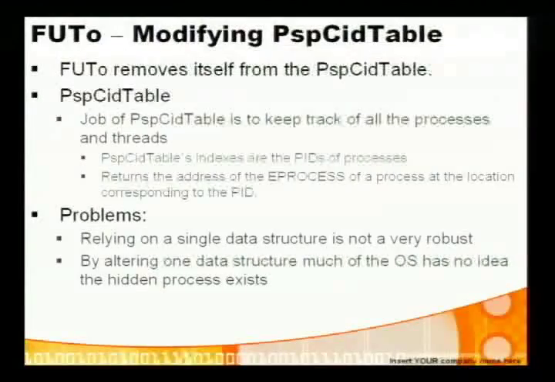So FU2 modifies the PspCidTable. Whenever you see the third letter of a function or variable name begin with a P, that's usually a Microsoft private function or variable. They don't want you to use it, and it's not exported. So this is internal to the kernel itself, and it contains an open handle to every single process and every single thread on the system.